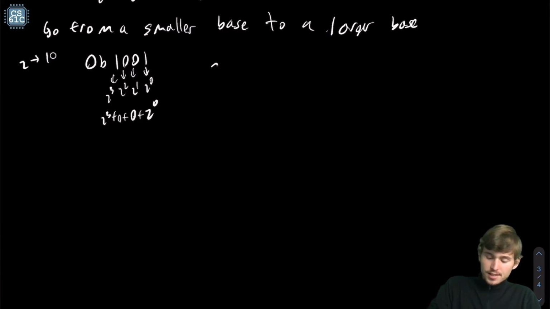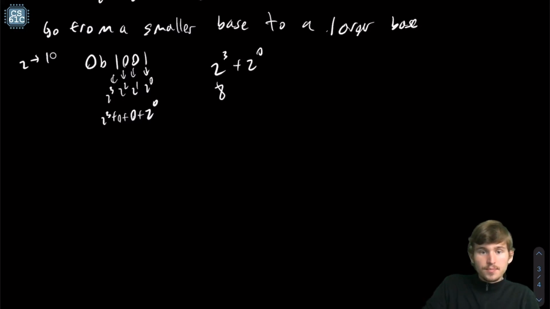So what I've just done is I've just said I want to keep 2 to the 3 and 2 to the 0, which means I want to keep 8, and I want to keep 1, which means that I've got a value of 9 right here.